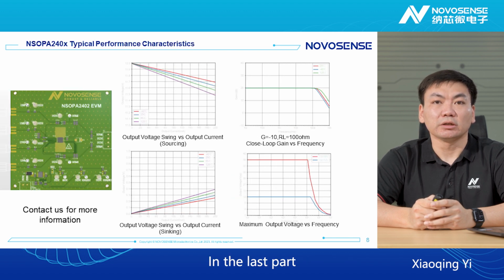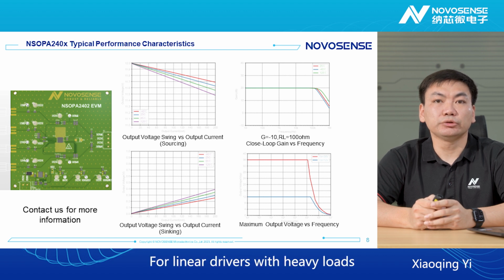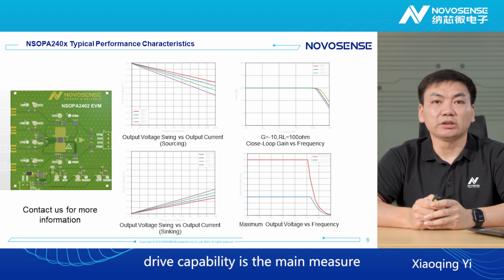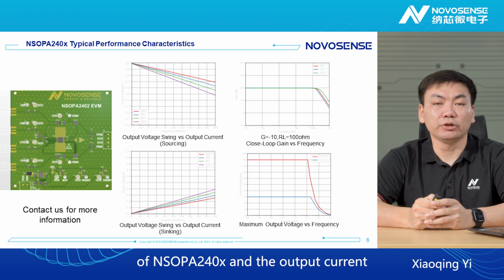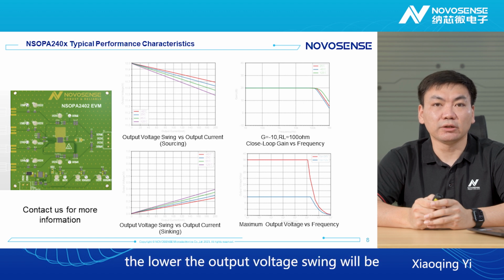In the last part, I will describe the key parameters of this operational amplifier. For linear drivers with heavy loads, drive capacity is the main measure. The middle two figures show the relationship between the output voltage swing of NSOPA240x and the output current. It can be seen that the higher the output current is, the lower the output voltage swing will be.